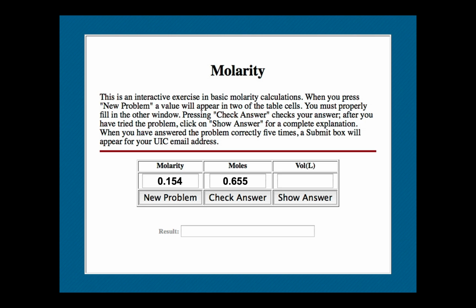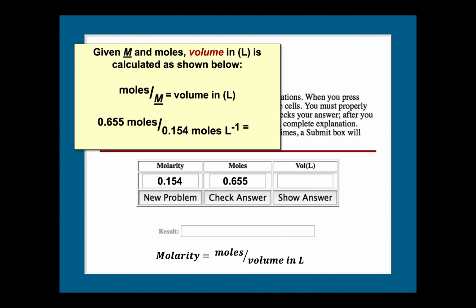Here the volume is missing. If molarity is moles divided by volume, volume is going to be moles divided by molarity. Volume is moles divided by molarity. 0.666 divided by 0.154. 4.26 liters.